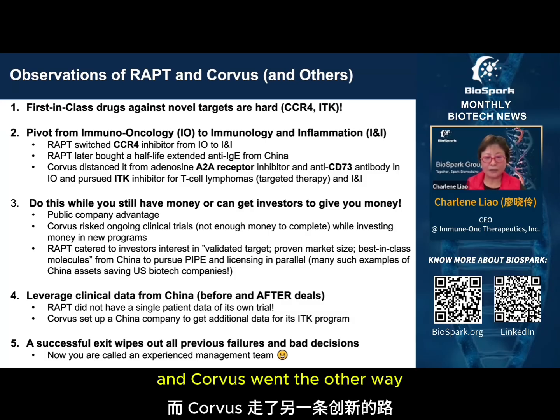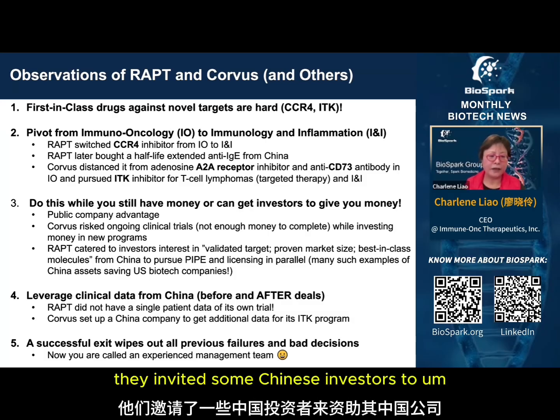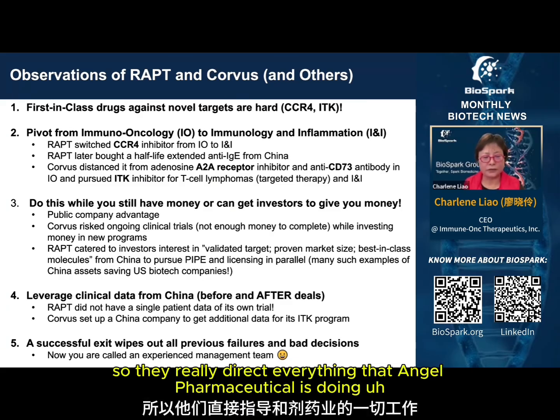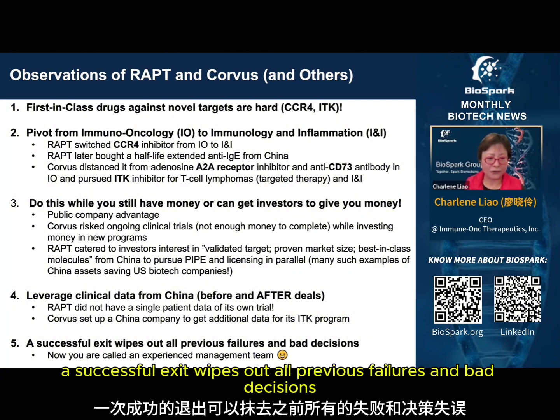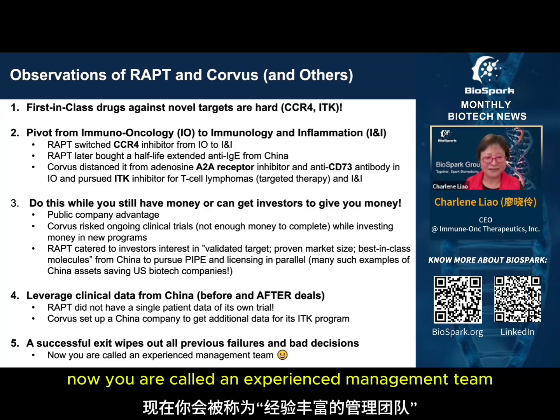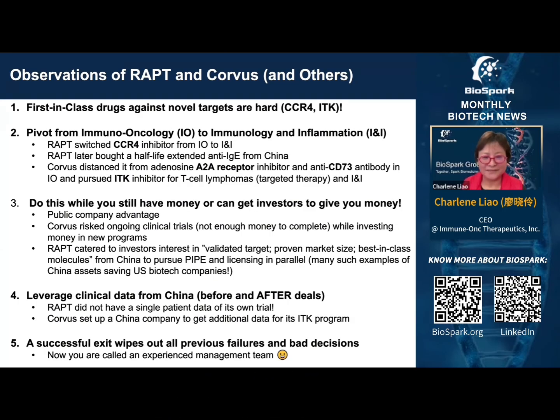And Corvus went the other way, which is an innovative way. They invited some Chinese investors to fund their China company. So they really direct everything that Angel Pharmaceutical is doing through the US. And finally, a successful exit wipes out all previous failures and bad decisions. Now you are called an experienced management team. And that's all.